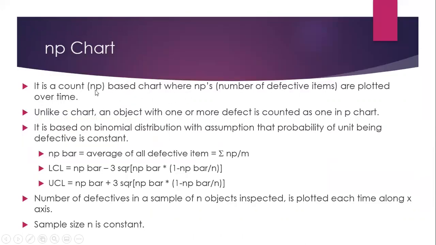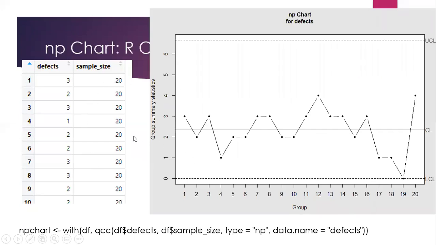NP chart, it is again a count based chart where np is the number of defective items which are plotted over time. Unlike the C chart, an object with one or more defects is counted as one in the NP chart. It is based on binomial distribution with the assumption that the probability of a unit being defective is constant. NP bar is the average of all defective items. You can get lower and upper control limits. The number of defectives in a sample of n objects is plotted each time along the x-axis. Sample size n is constant in this. So here we plot the total number of defects in a sample of n objects. This is the illustration of the NP chart.